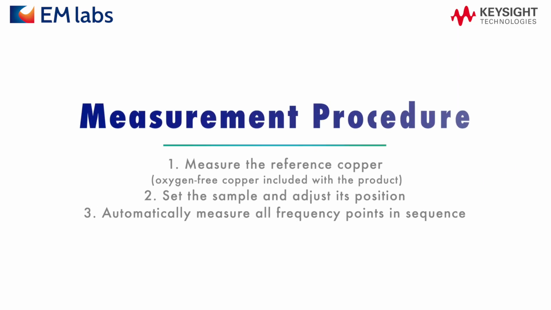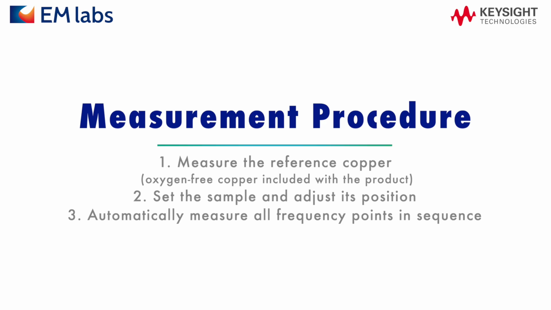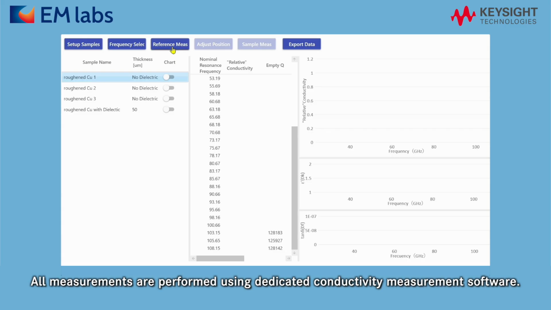Here is a brief explanation of the measurement procedure. First, we measure the reference copper. Next, we set the sample and perform the position adjustment. Finally, all frequency points are measured automatically in sequence. This video demonstrates every step in the process. All measurements are performed using the dedicated conductivity measurement software.